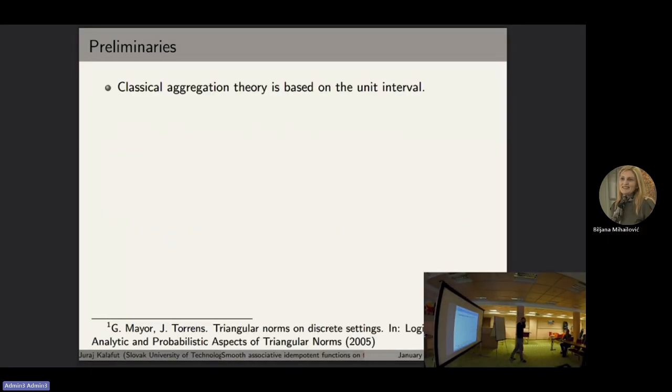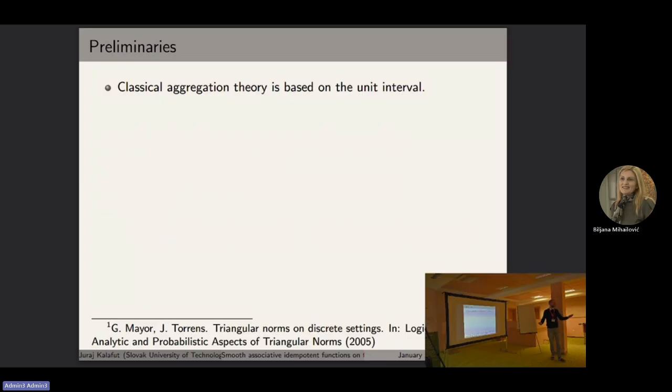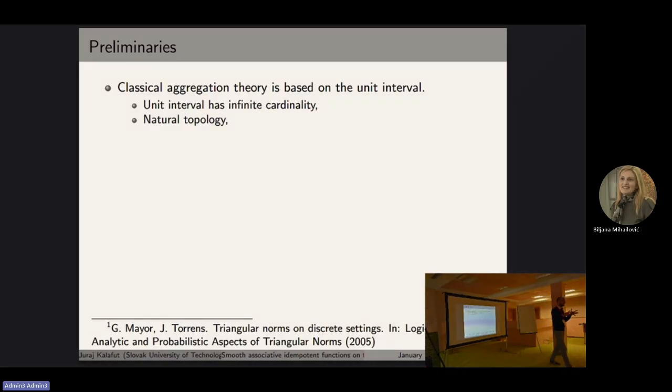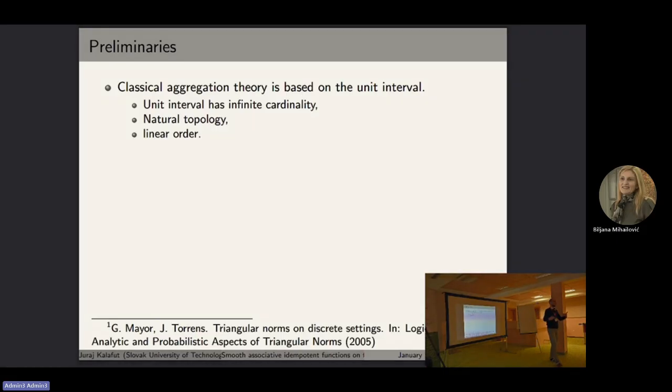So, the preliminaries. Until now, classical aggregation theory has been based on the unit interval. And the unit interval is a really nice structure. It's robust. We have infinite cardinality, we have topology and continuity and many other things, and also the linear order. However, when we go from the unit interval to finite lattices, we lose all of these properties.